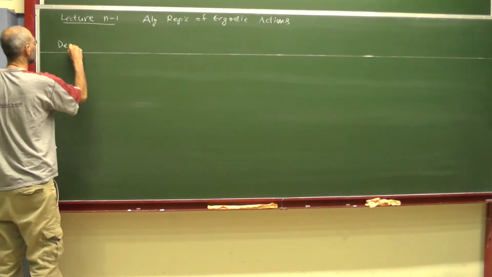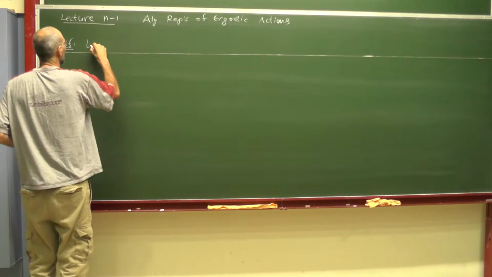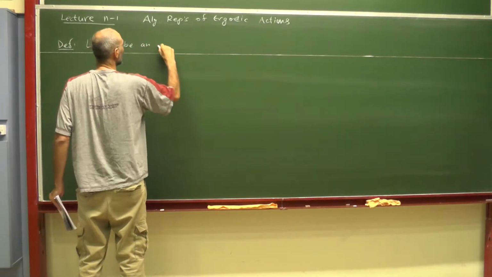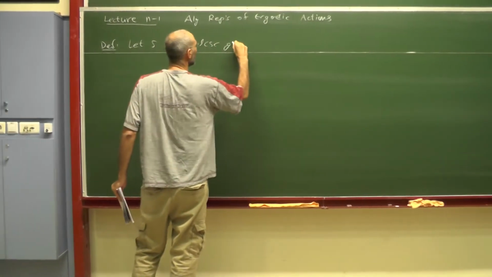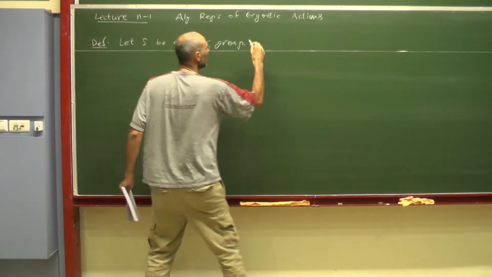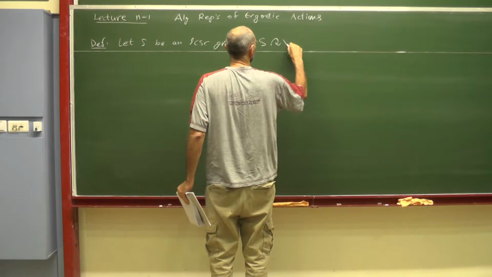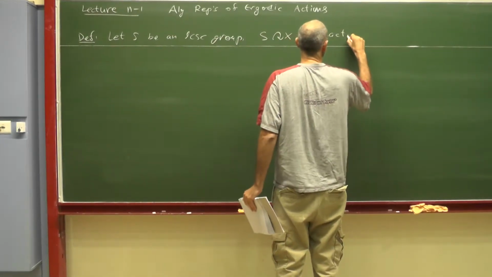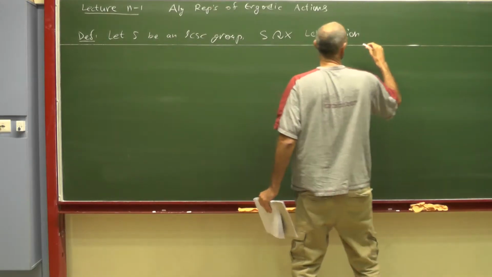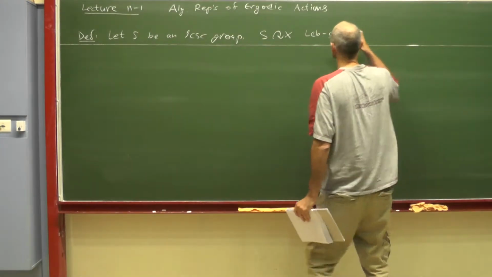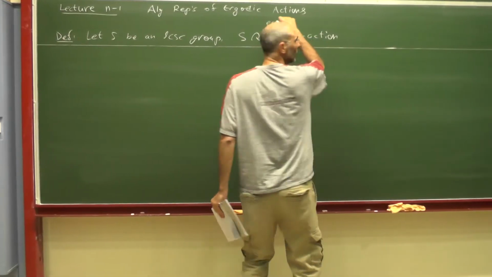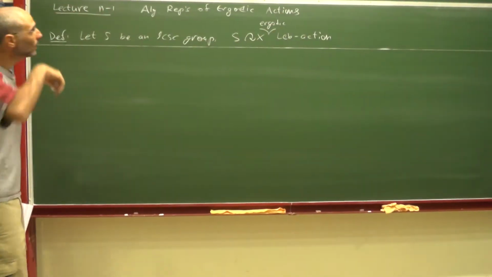Now here's the definition. Let S be an action on X, a measure-preserving action. Let me assume right away that it's ergodic, even though this is not needed for the definition.